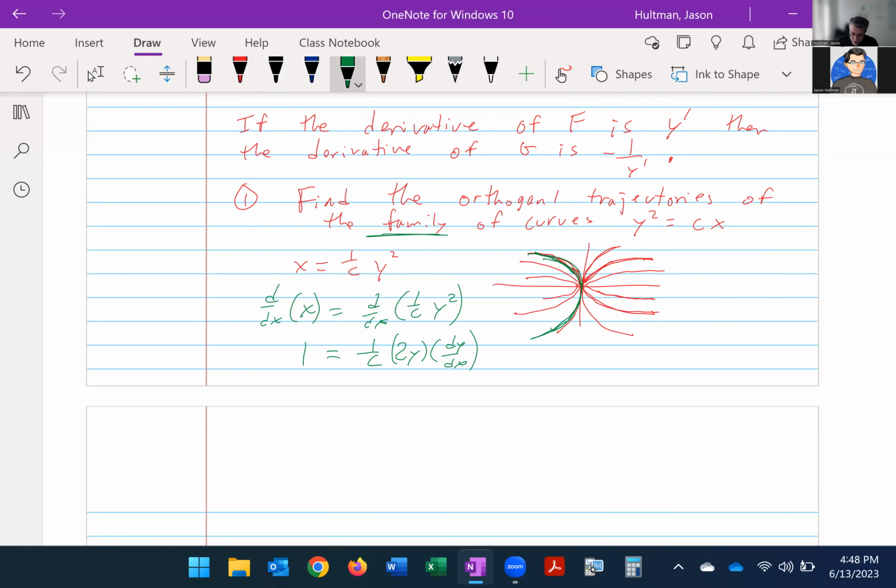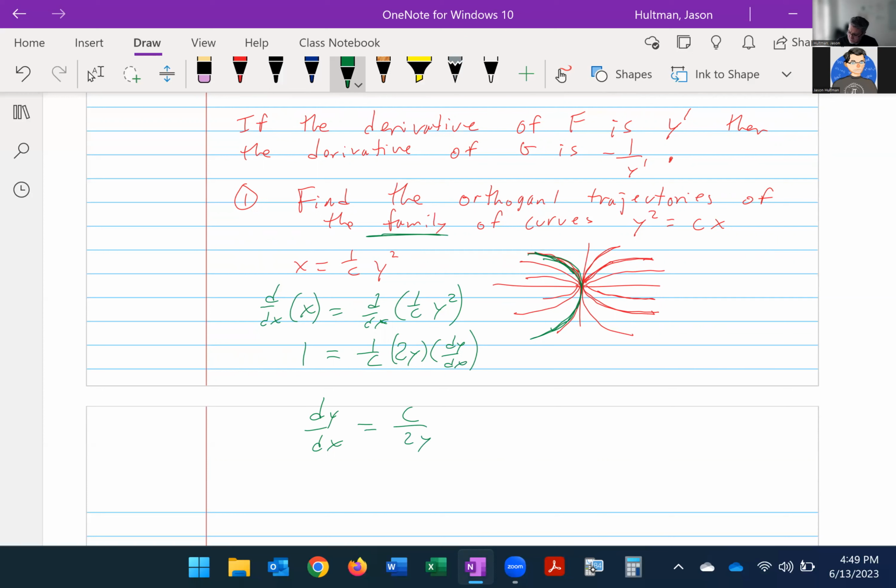Okay, so I'm going to solve for dy/dx here. Let's multiply both sides by c and divide by 2y. And I get dy/dx is equal to c over 2y.